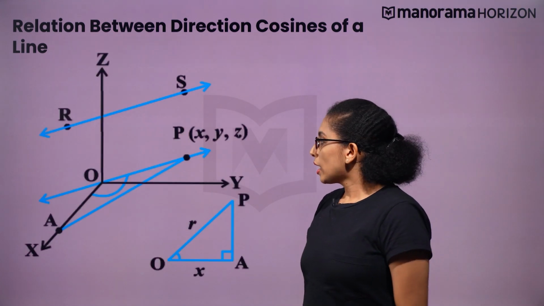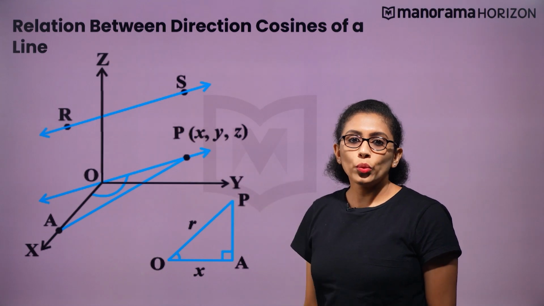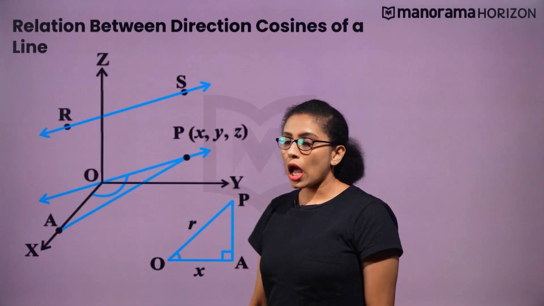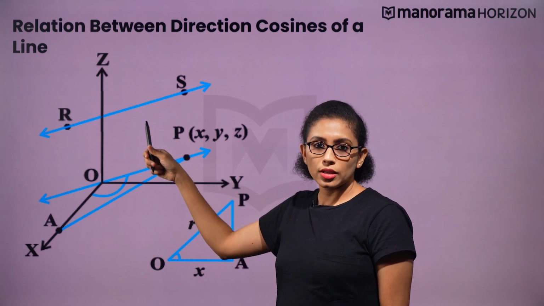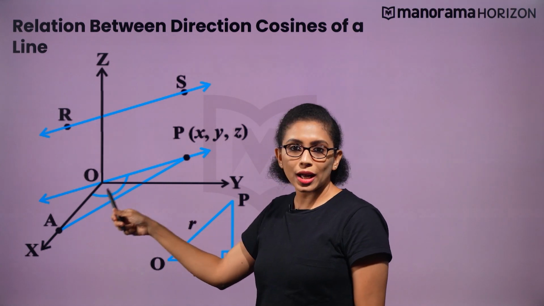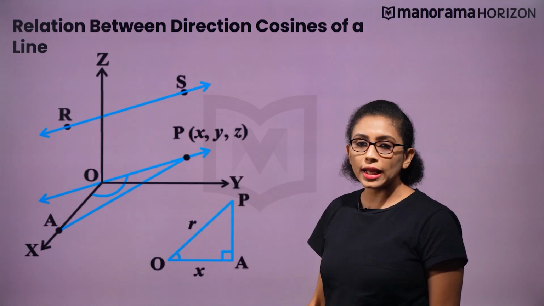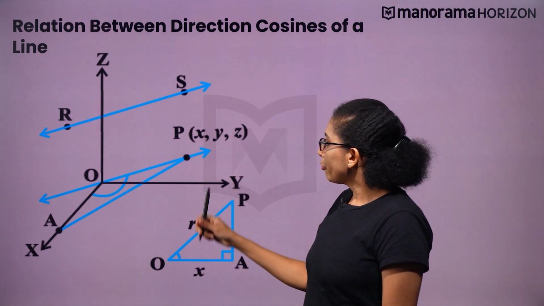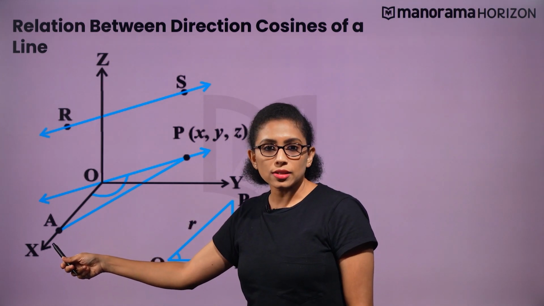Now, next we have to see the relation between the direction cosines of a line. For that, consider a line RS with direction cosines L, M and N. Now draw a line parallel to RS and passing through the origin, that is OP. Now take any point P with coordinates X, Y and Z on this line.